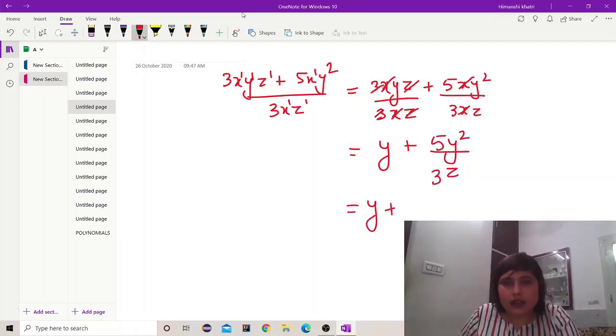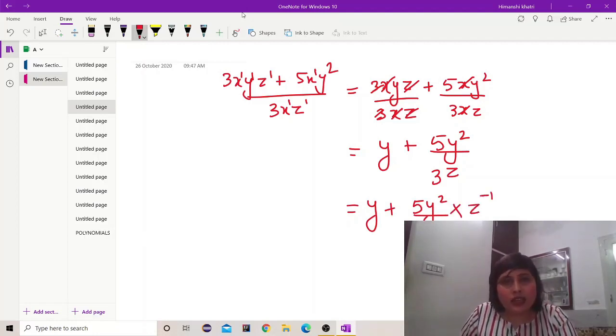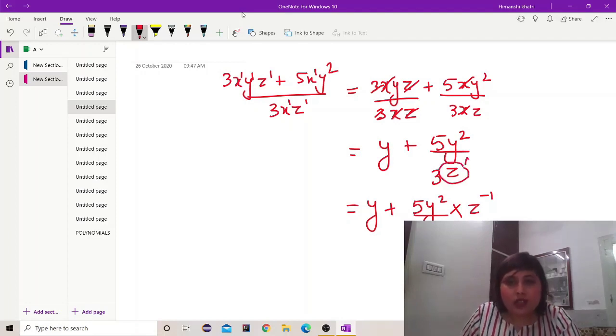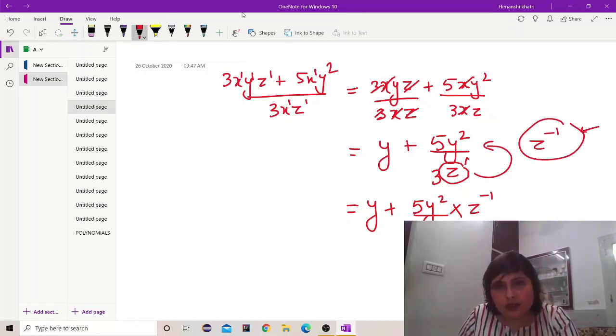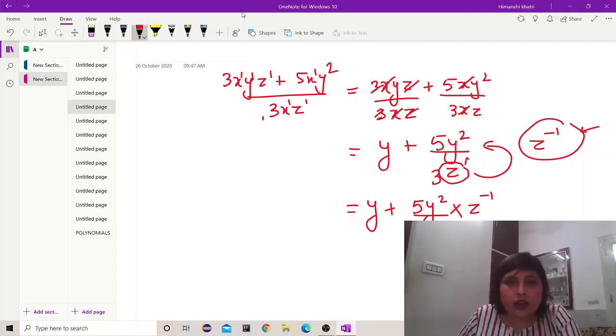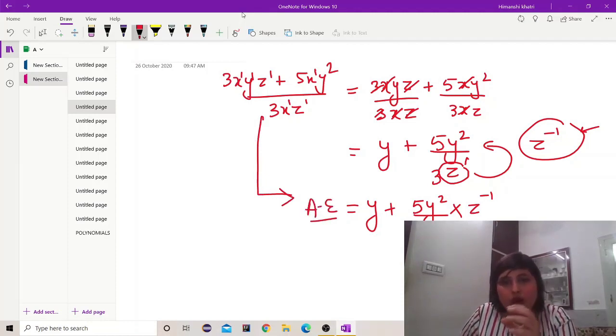Now can we write it like this: 5y^2 upon 3 into z to the power minus 1? Can we write like this? Yes, we can, because the variable given in the denominator has power plus 1, and when it comes in the numerator it becomes z to the power minus 1, or z inverse. Okay, so now this is the reduced form, or an open form, of our algebraic expression, so that it is more clear what is happening in this.